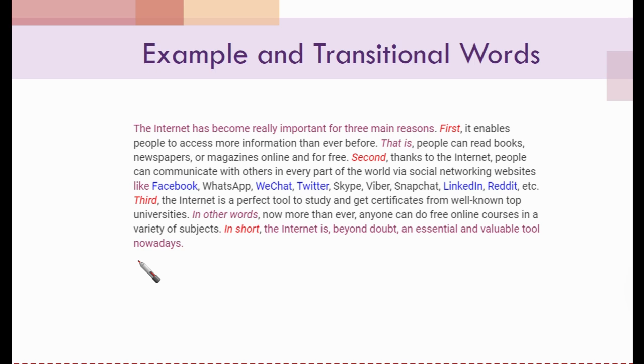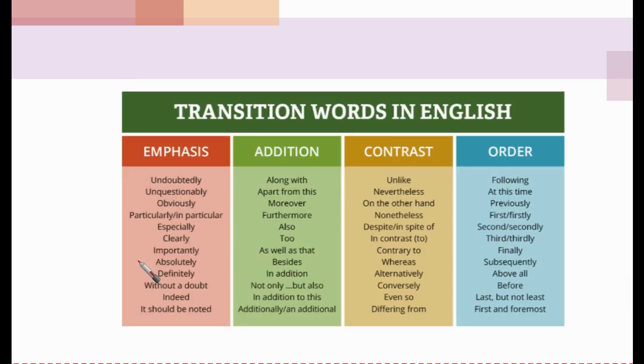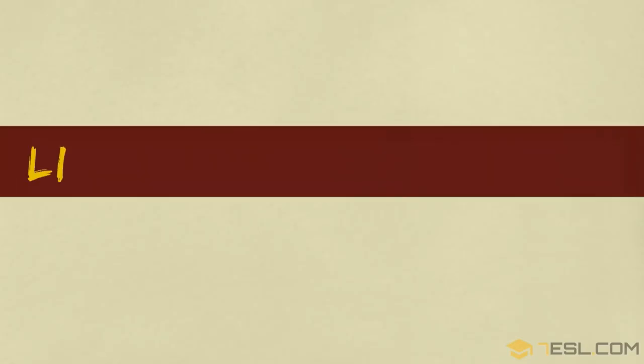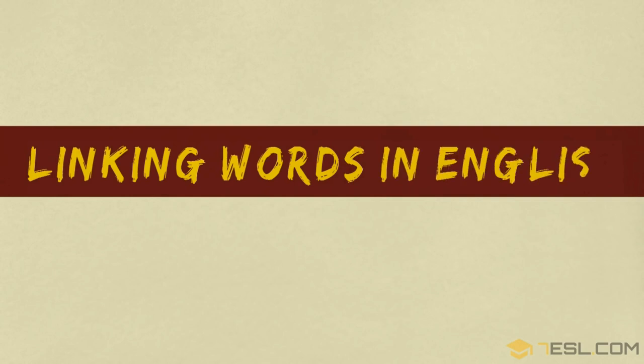Okay, so now we're going to talk about transitional words. What are transitional words? Before we talk about transitional words, I'm going to give you a list of transitional words. This is the example that we're going to go over together. And there are many transitional words, right? And transitional words have different functions like emphasis, addition, contrast, and order. Let's look at transitional words together. Linking words in English.